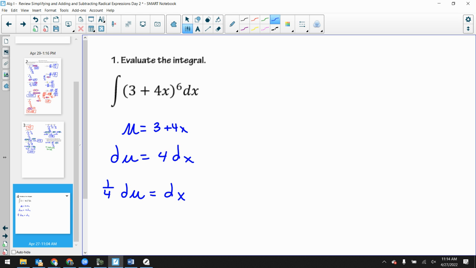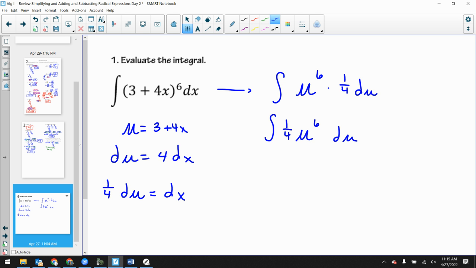Okay, now let's plug it in. So that means that I have the integral of, now it's u to the 6th. And now in place of dx, we write 1/4 du, right, times 1/4 du. I like to bring the 1/4 out in front. Again, just preference here. 1/4 u to the 6th du. And now we take the antiderivative here. Bump it up 1 and divide. So that would be 1/4 u to the 7th over 7 plus c.